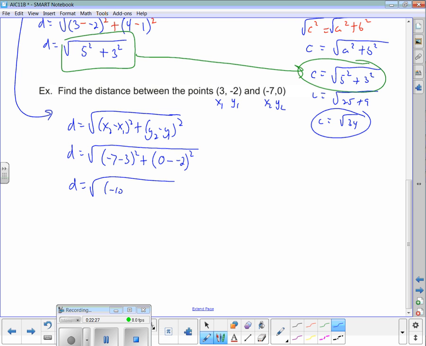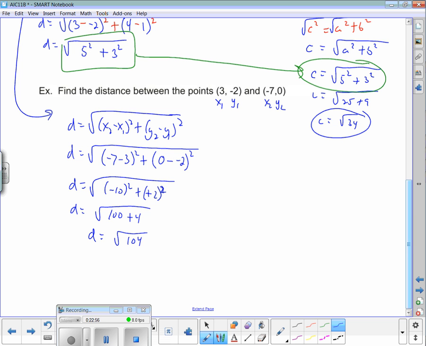And so where do we end up? d equals a negative 10 squared, which by the way, if you made that positive 10, it wouldn't matter, because negative 10 times negative 10 is 100, and 10 times 10 is 100. Plus, that's a positive 2 quantity squared. Again, it would not even matter in this situation. So let's see where we end up. d equals the square root of 100, negative 10 times negative 10, plus 4. So d is the square root of 104.